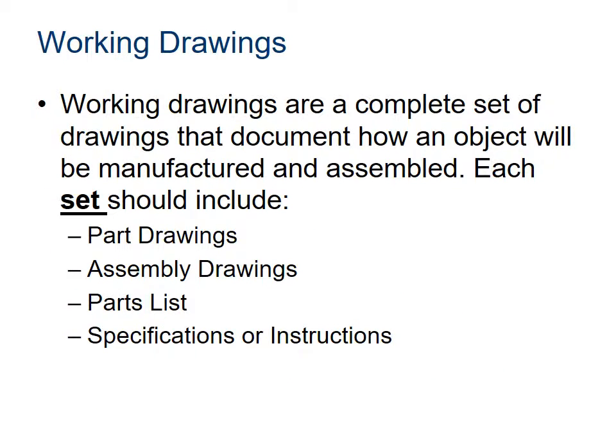Okay, a complete set of working drawings contains drawings of all of the parts that are put together, assembly drawings showing how everything is put together. Usually on the assembly drawings you have a parts list. It'll also contain specifications or instructions involved with assembly.